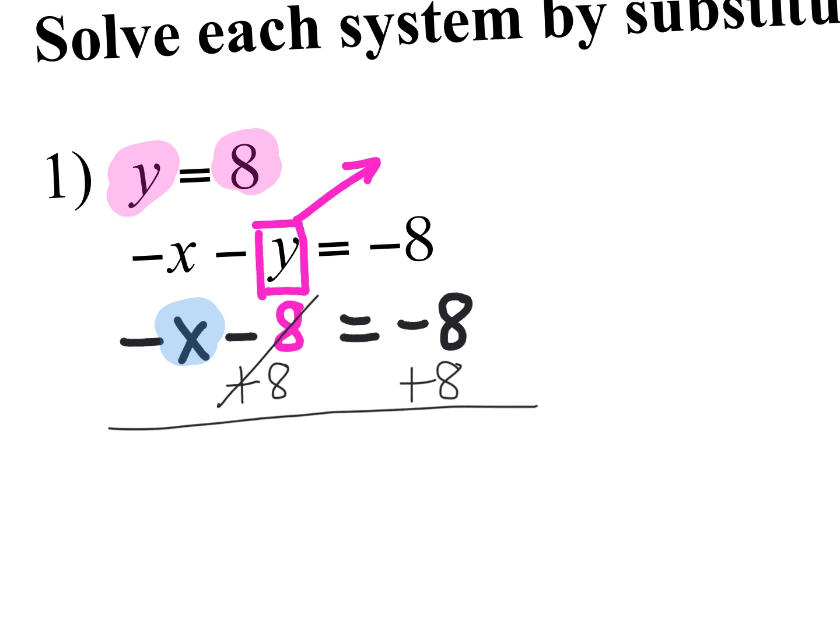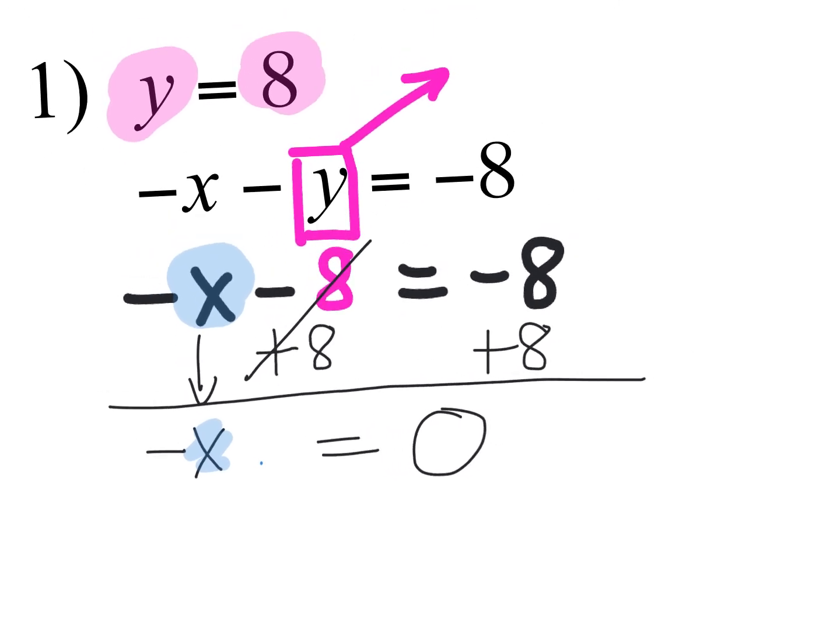So those are going to cancel. I'm going to bring down the x. Don't forget there's also a negative with that x. And then negative 8 plus positive 8 is 0. Now, my x is still not quite isolated because there is a minus that's with it. So remember, when you don't see a number in front of the x, that means that there is a 1 right there. So what this really means is negative 1 times x.